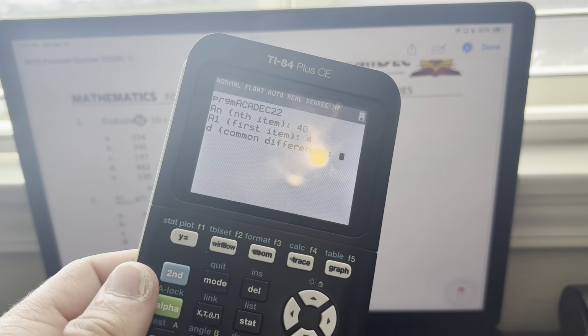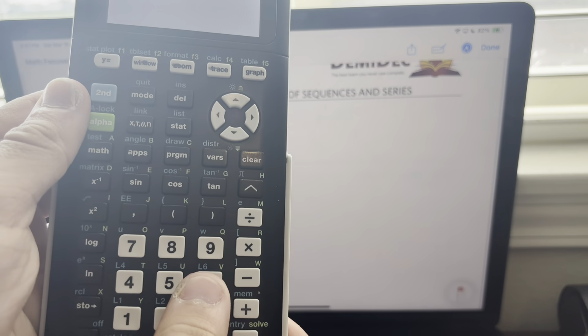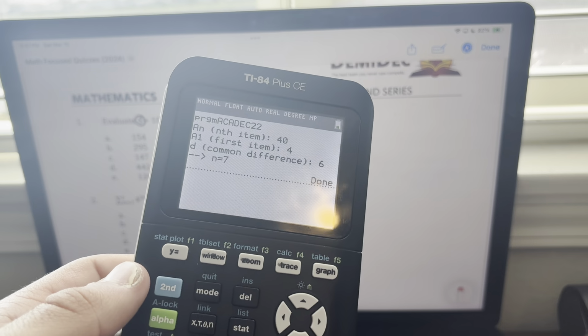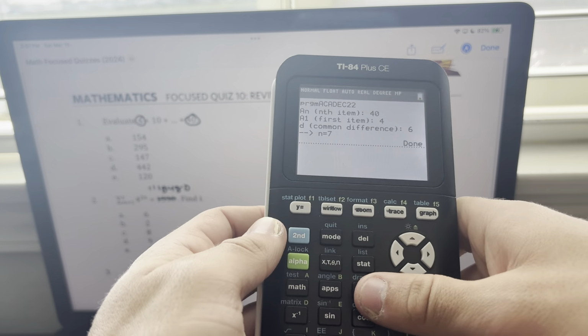The first number is 4. Go ahead and type in 4. The common difference we just said was 6 because 4 plus 6 is 10. And we get n equals 7. So there are 7 terms in our sequence here.